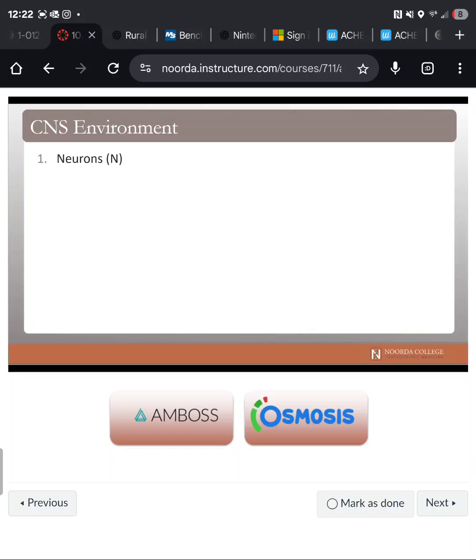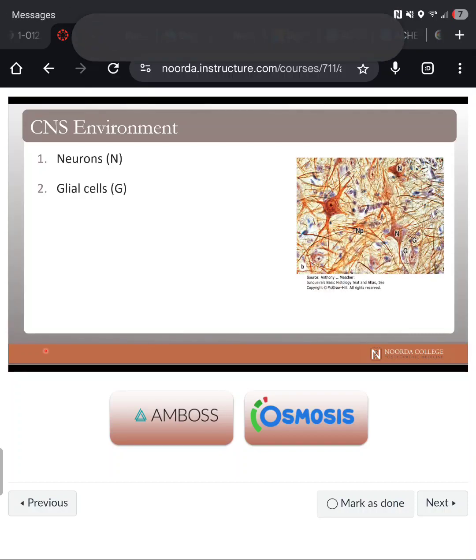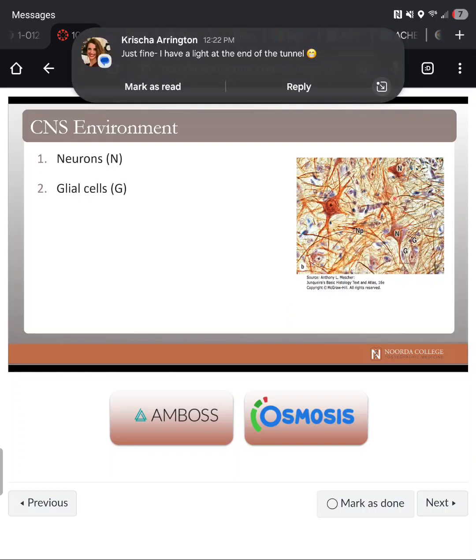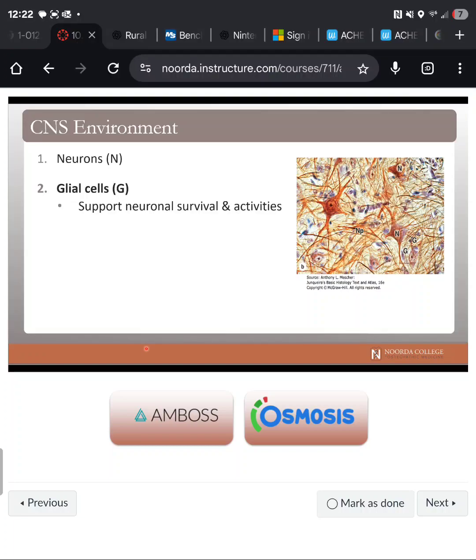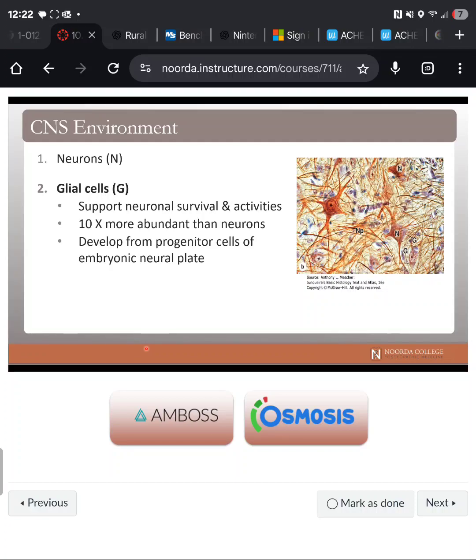Within the CNS environment, you have several cell populations. We talked about neurons in previous videos. With the image that's shown here, you have these large cells, which are the neurons, but you have numerous support cells, which are glial cells, and the nuclei that are located in the background. They support neuronal survival and activities. They're 10 times more abundant than neurons, and they develop from progenitor cells of the embryonic neural plate.